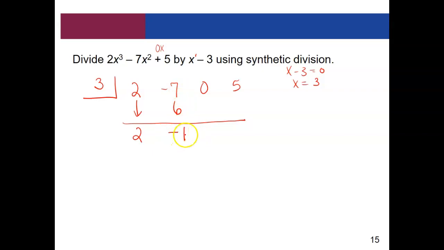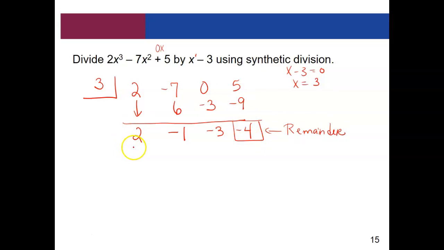And then I'm going to multiply the negative 1 by the 3. I'll get negative 3. Add going down. Multiply going across. Add going down. Okay, so what I've got here, this is my remainder. And if you look back, that's the same remainder that we got.